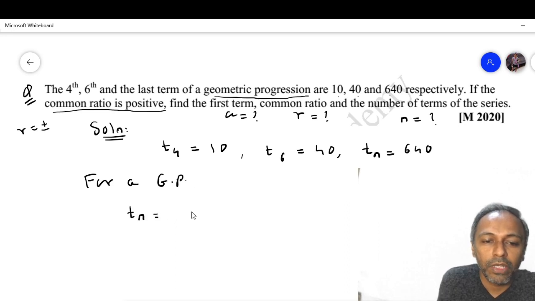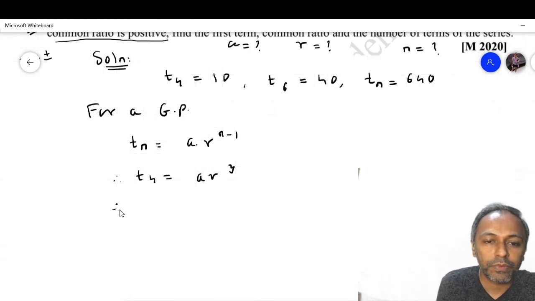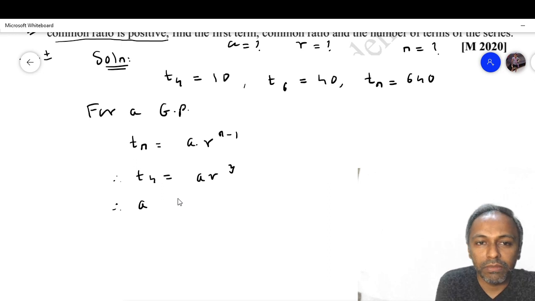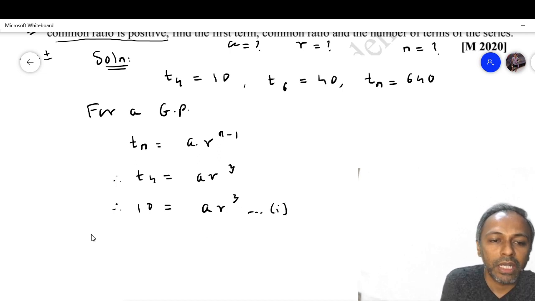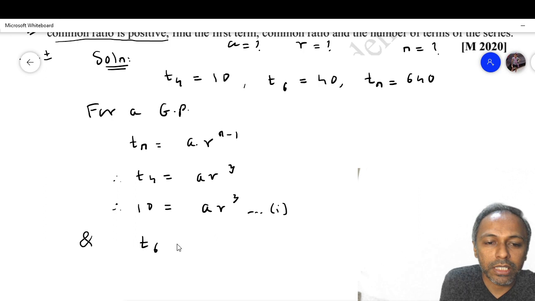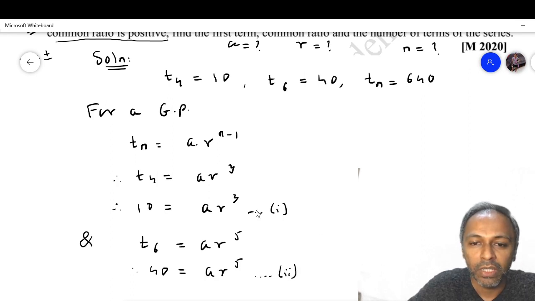We can write for a GP, Tn is equal to A into R raised to N minus 1. Therefore T4 is equal to AR raised to 3. Just similar to the older problem. How much is T4? 10. 10 is equal to AR cube, equation 1. And we can now write T6 is equal to AR raised to 5. Therefore 40 is equal to AR raised to 5. Let's number this as equation 2.